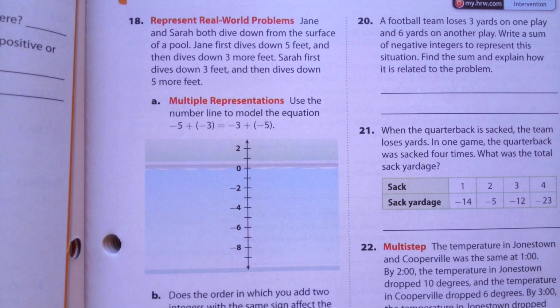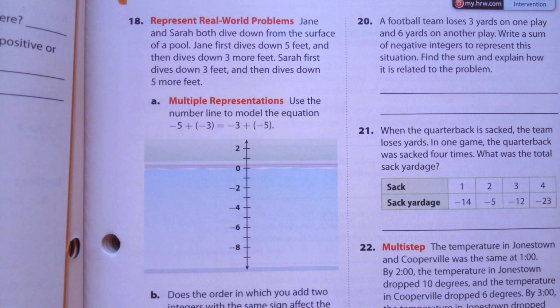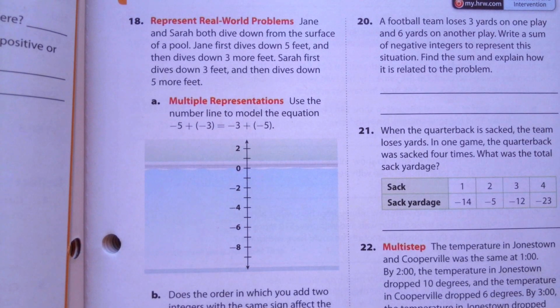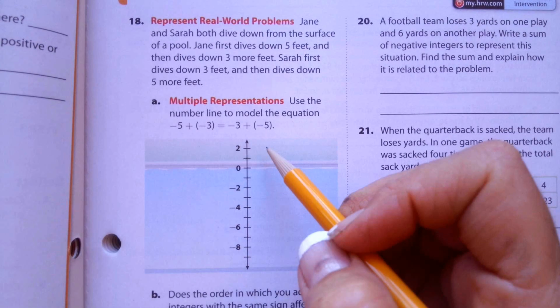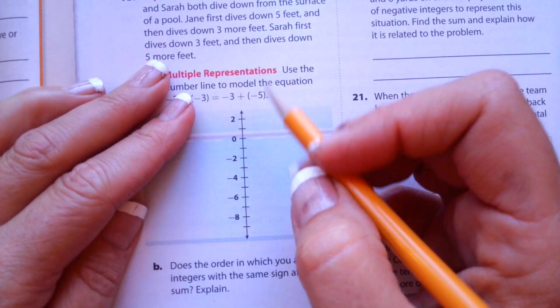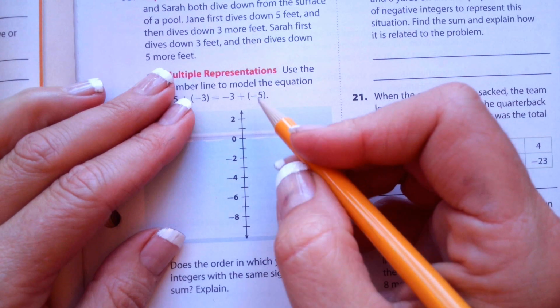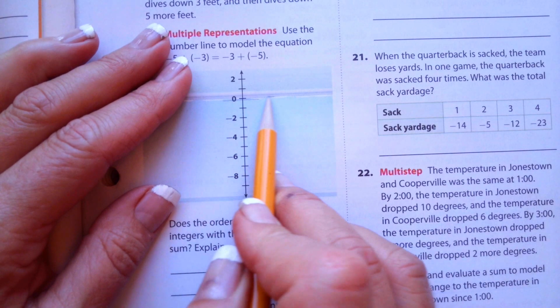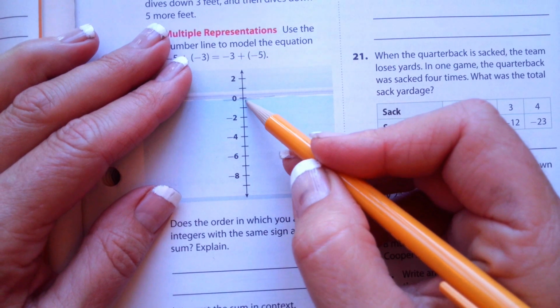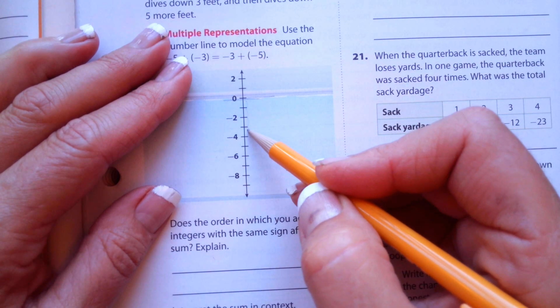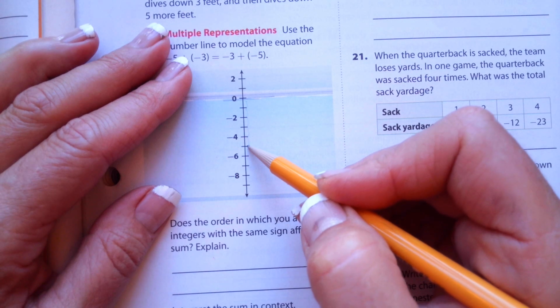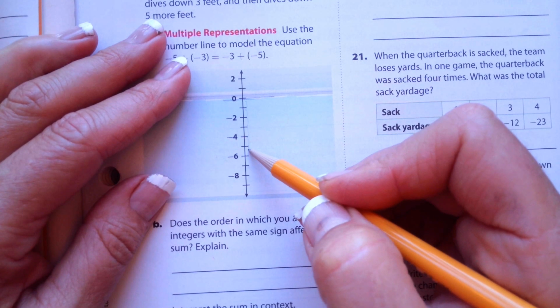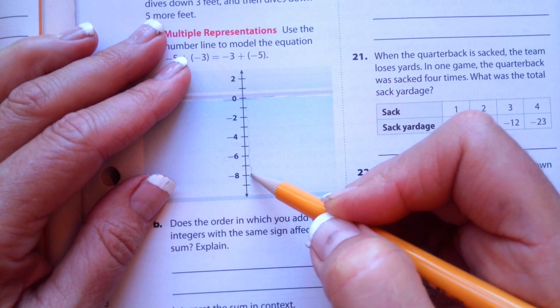So we have on page 11 in the Go Math book, Jane and Sarah both dive down from the surface of a pool. Jane dives down 5 feet and then dives down 3 more. So if she's at the surface of a pool, she's at 0, right? She goes down 5: 1, 2, 3, 4, 5. And then she goes down 3 more: 1, 2, 3. So here is where Jane is.